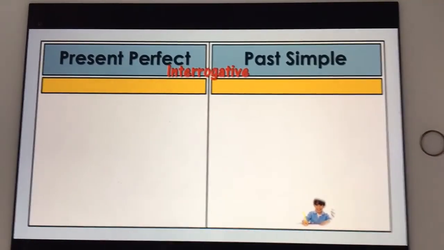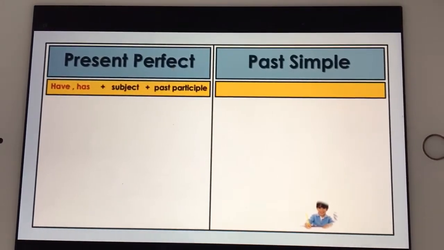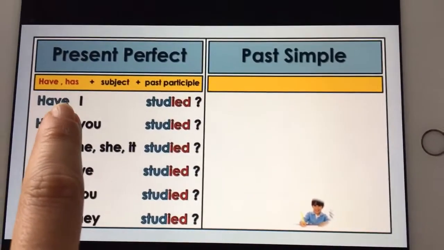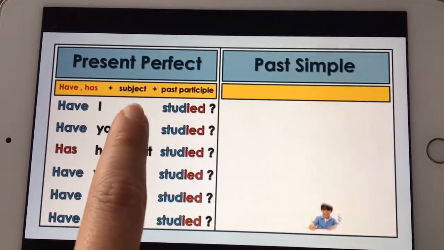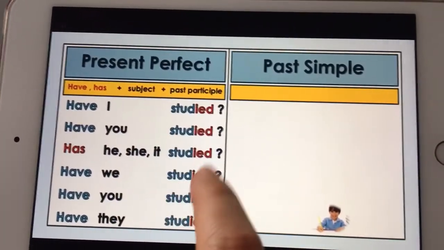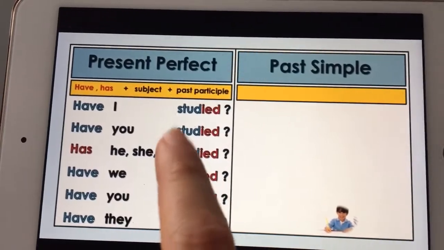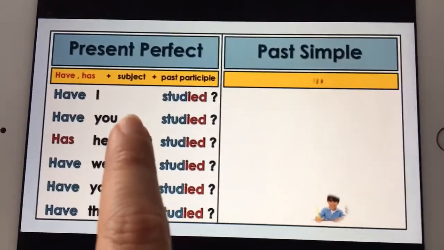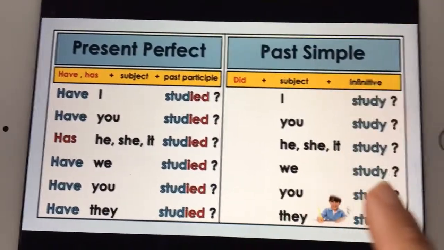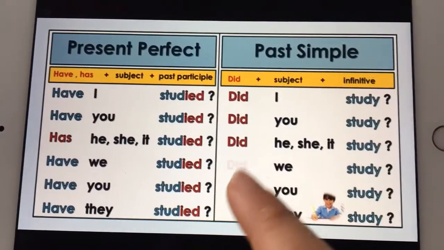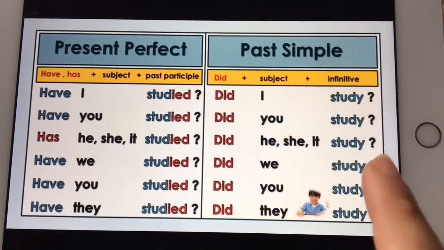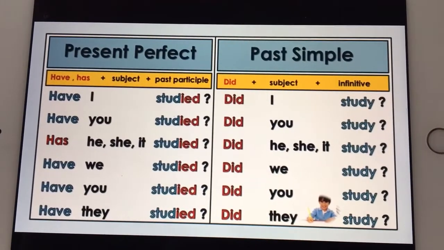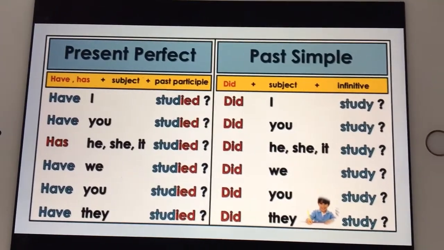This is for the interrogative, which is pretty similar. We use here have or has, and then we add the subject plus the past participle again. Remember, in the present perfect, we always need the third column, okay? Past participle. Whereas in the past simple, we use did plus subject plus infinitive, okay? This is super easy.